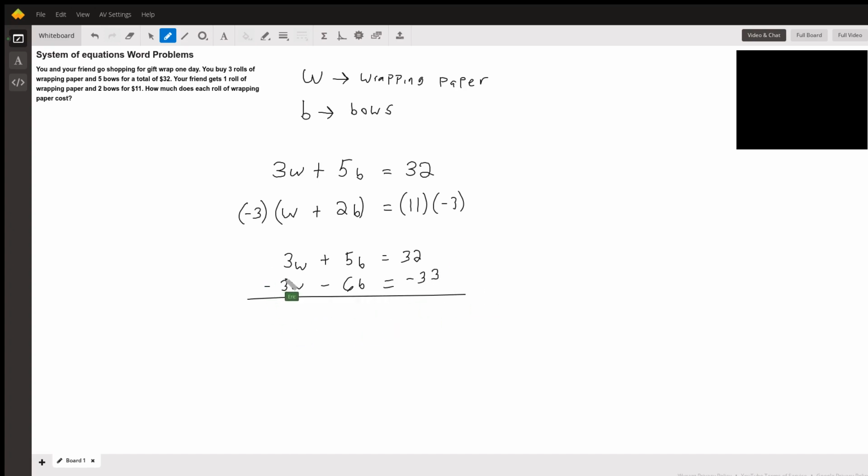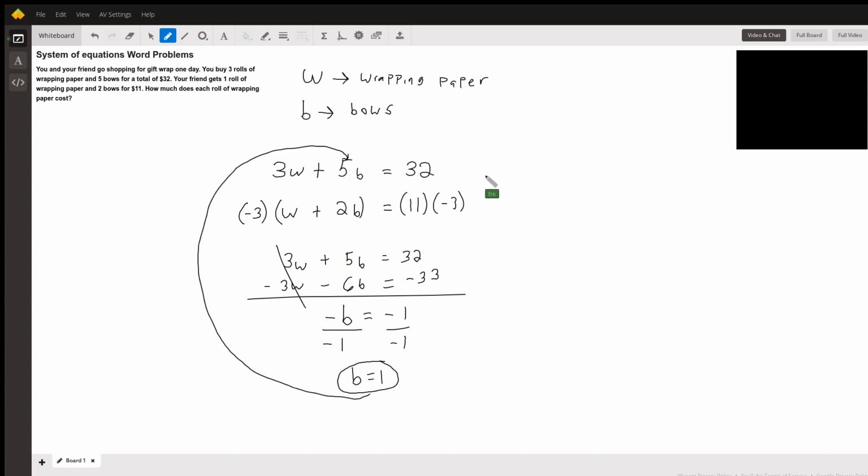Now when we add the 2 equations together, 3W minus 3W, that cancels out. 5B plus negative 6B gives us negative B, equals 32 minus 33 gives us negative 1. Now divide both sides by negative 1, and we have B equals 1. So now that we know that B equals 1, we can substitute B back in for B in either one of the original equations. Let's go with our first equation here.